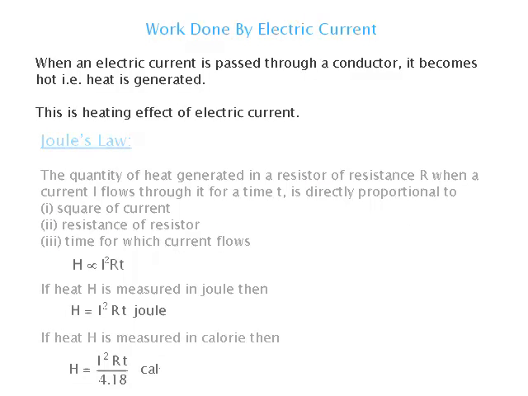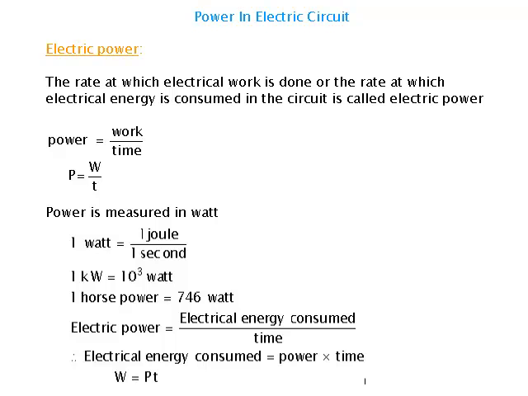Power in electric circuit. Electric power. The rate at which electrical work is done or the rate at which electrical energy is consumed in the circuit is called electric power. Power is equal to work upon time. Power is measured in watt. 1 watt equal to 1 joule upon 1 second. 1 kilowatt equal to 10^3 watt. 1 horsepower equal to 746 watt. Electric power equal to electrical energy consumed upon time.